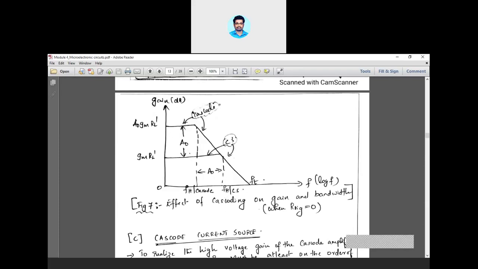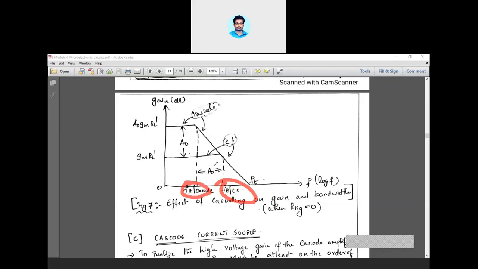See this graph. This is the cutoff frequency of a common source amplifier. But when we cascoded this common source with the common gate, it became a cascode amplifier. But the result is that your cutoff frequency has been decreased by how many times? A0 times, because A0 is in the denominator, isn't it? So that much bandwidth you have decreased.